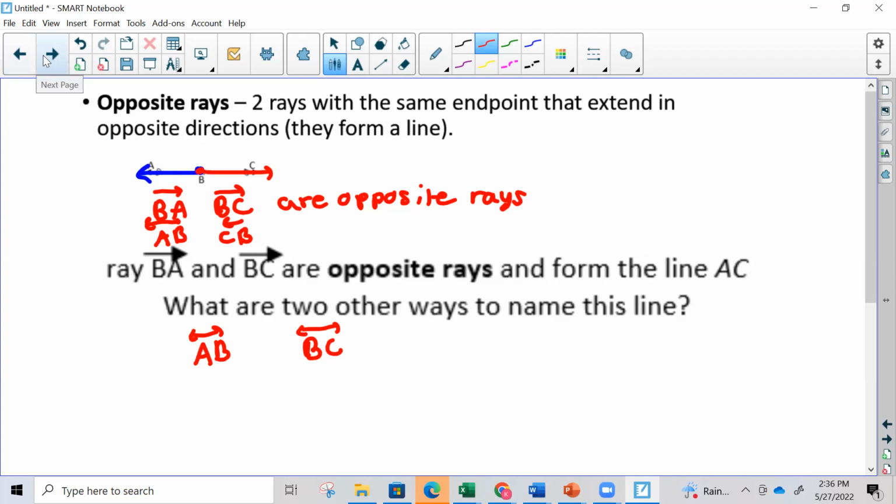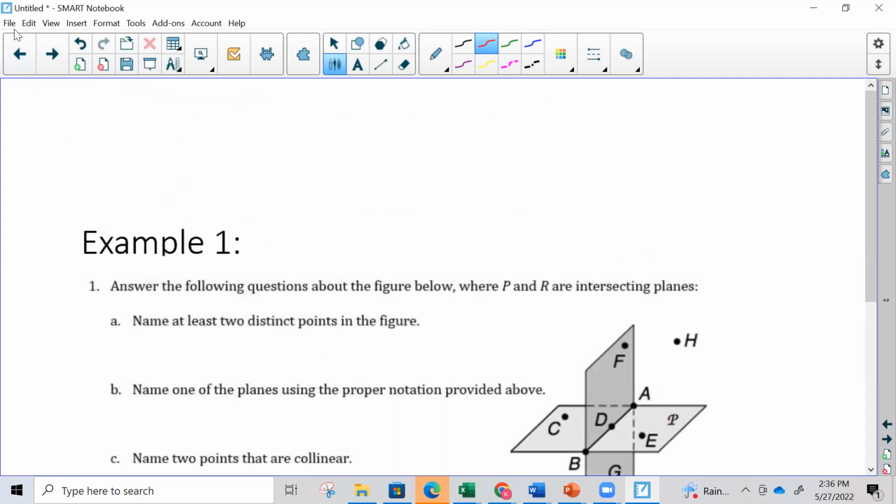Okay, so those are all the definitions from task 4, and then we will do these practice problems in class.